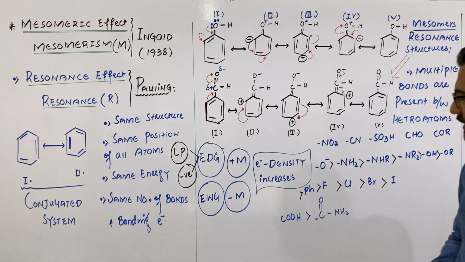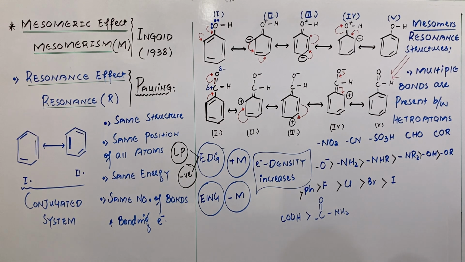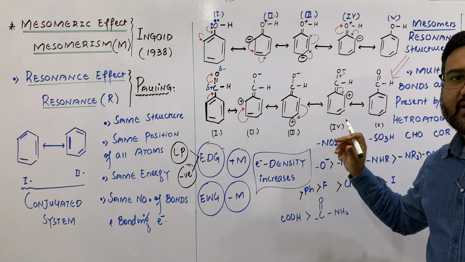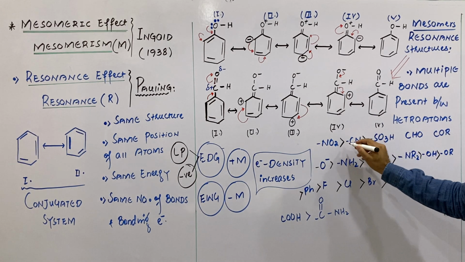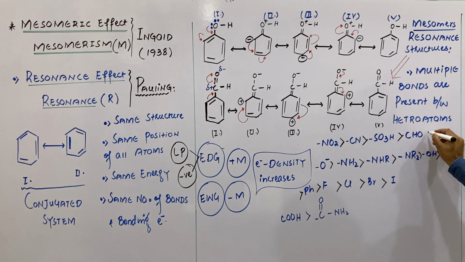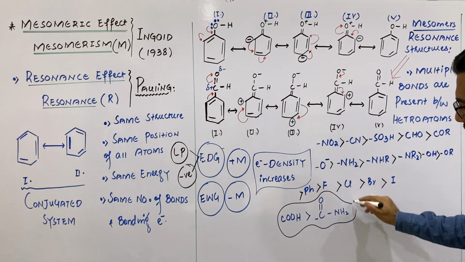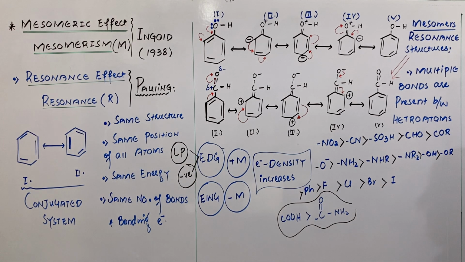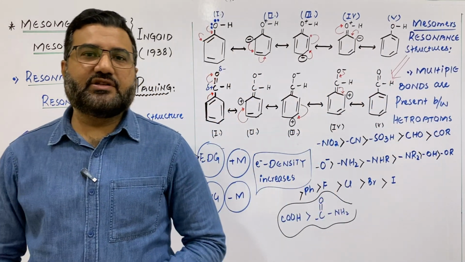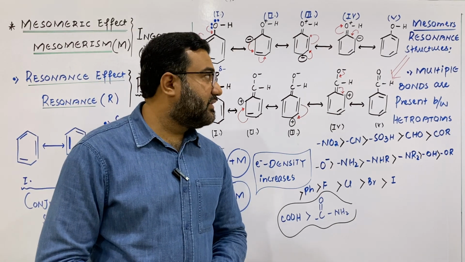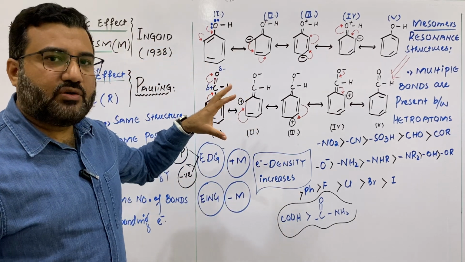So these are all examples of negative M groups, in which you will see this feature common in all of them: they have multiple bonds. NO2 group is the strongest negative M group, and as we move towards this side, the negative M strength keeps decreasing. I have also mentioned the order of strength of some common groups that show positive and negative mesomeric effect. So, dear students, let us conclude the lecture.